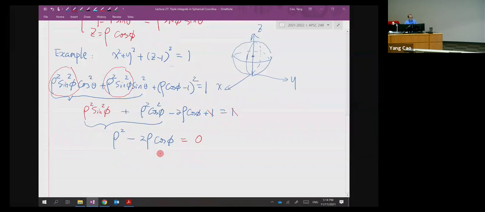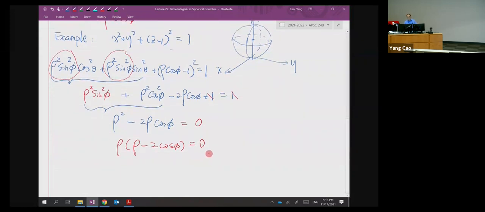And then you've got a common factor rho for these two terms. So take out the rho here. So rho times (rho minus 2 cosine phi) equals 0. Okay, so this is the simplest that you can get. And then based on this expression, you have a left side equal to the right side, which is 0. Then the only way to make it 0 is either rho is 0 or rho equals 2 cosine phi. And only these two conditions will make that side 0.